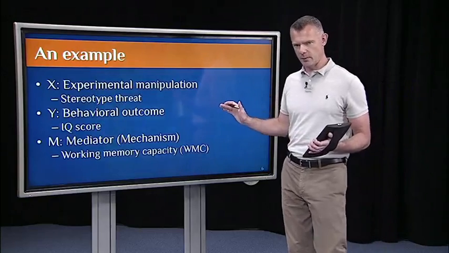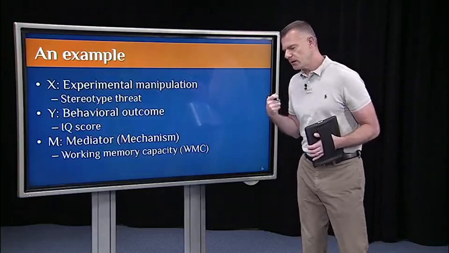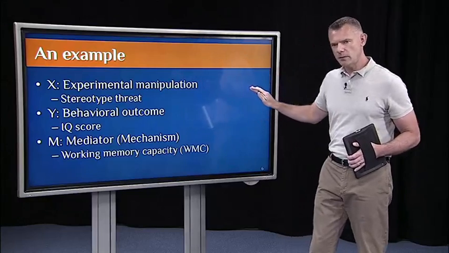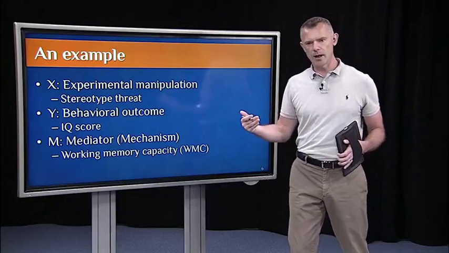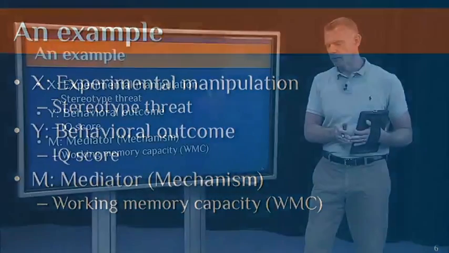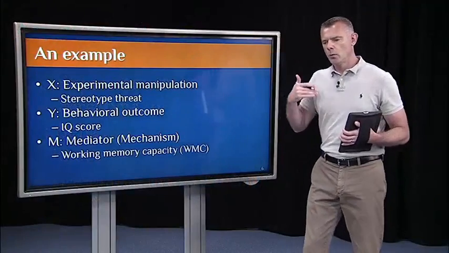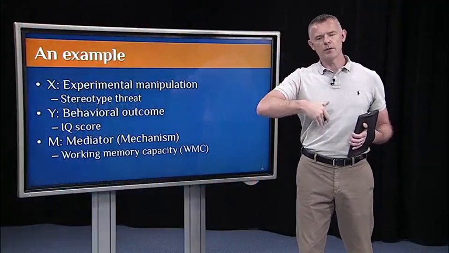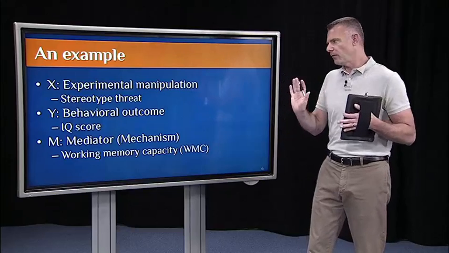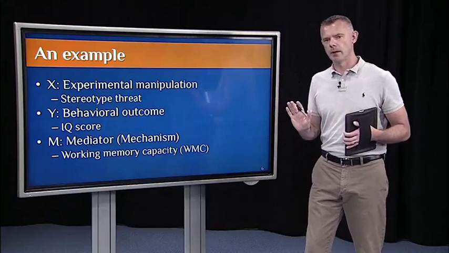So let's go back to our example that we used for moderation. I'm gonna provide a slight twist on this example. So X is still going to be an experimental manipulation, stereotype threat. Y is still going to be an outcome, so score on an IQ test. But now let's use working memory capacity as a mediator rather than a moderator. So in the last lecture we looked at working memory capacity as a moderator under the hypothesis that people with greater working memory capacity might be able to withstand or buffer themselves from the effect of stereotype threat.